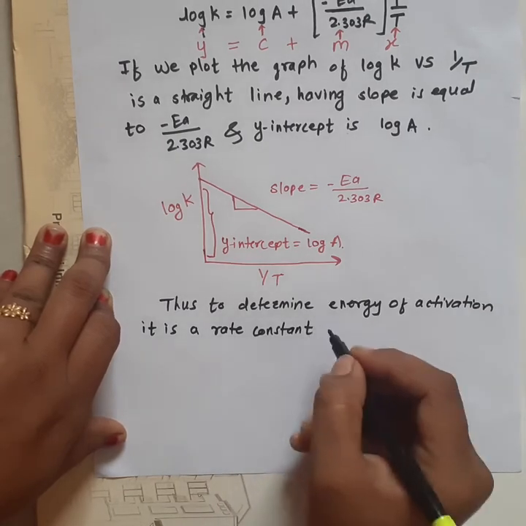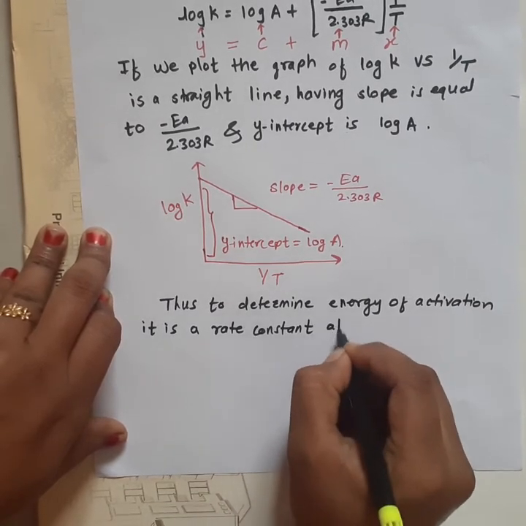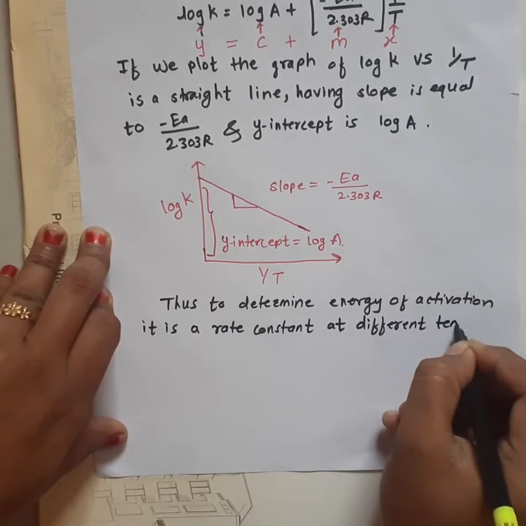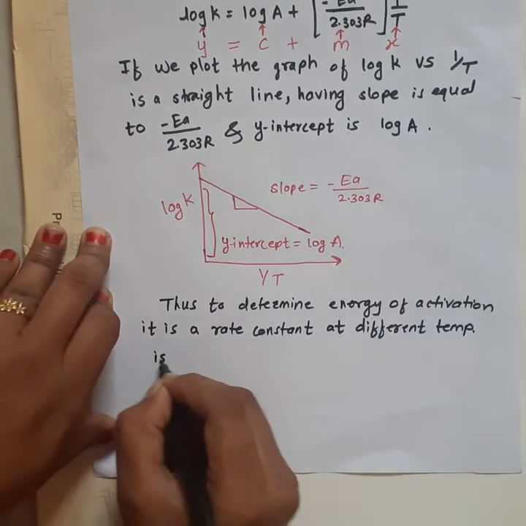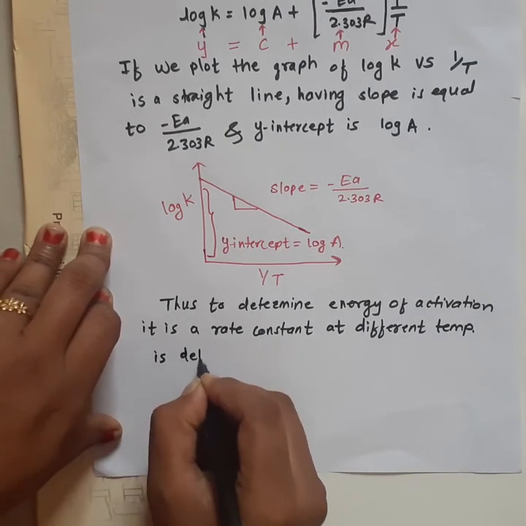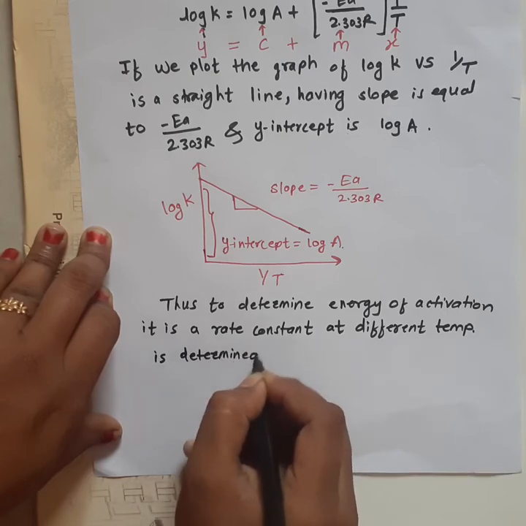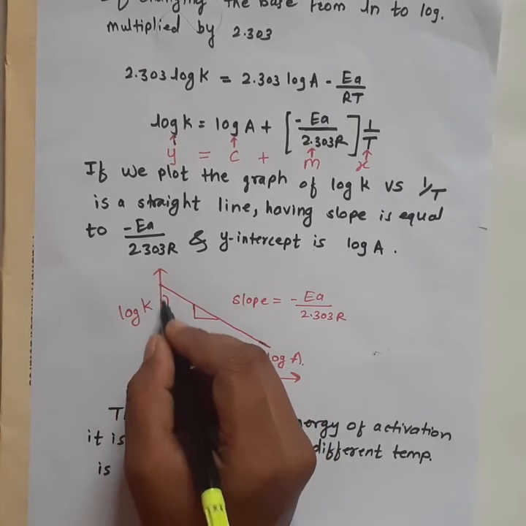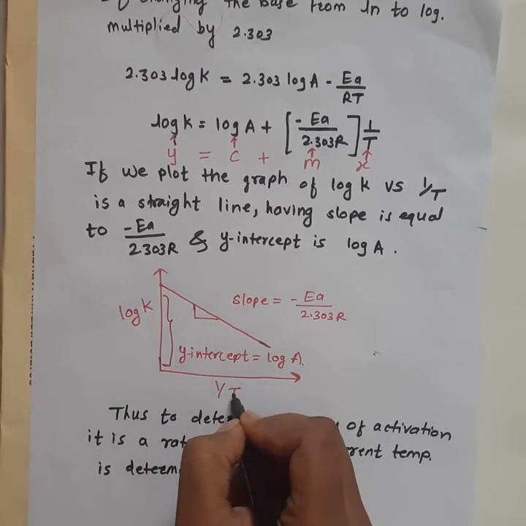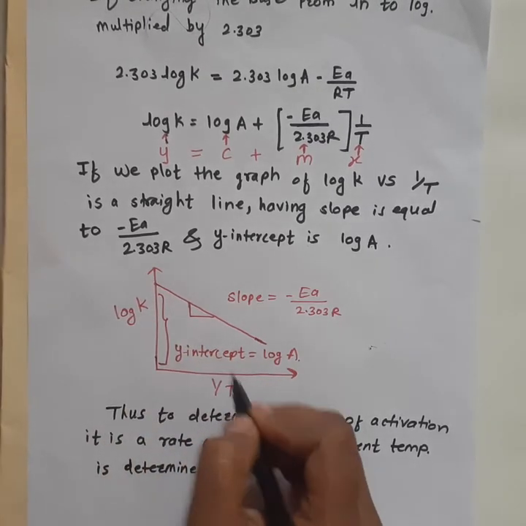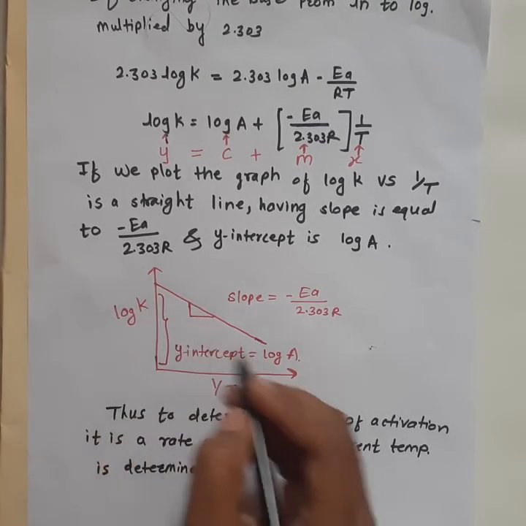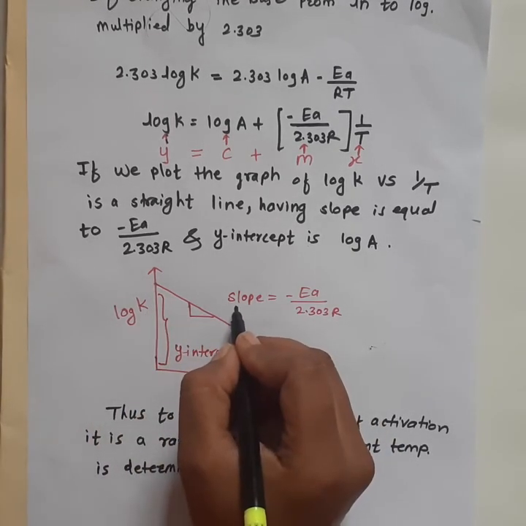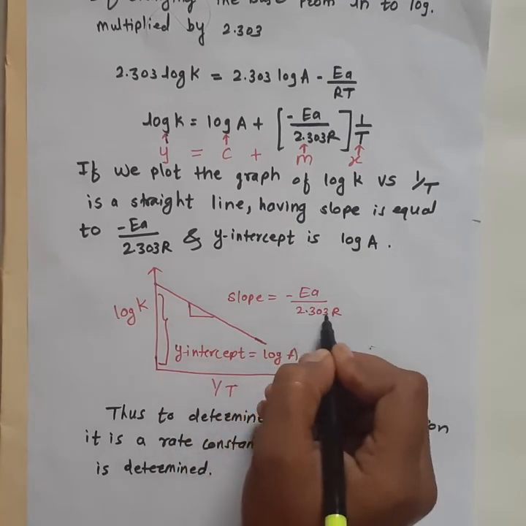Rate constant at different temperature is determined. Thus, if we determine the rate constant K at different values of temperature, and plot log K versus 1 upon T, for different values of rate constant and temperature, we get the slope equal to minus EA upon 2.303 R.